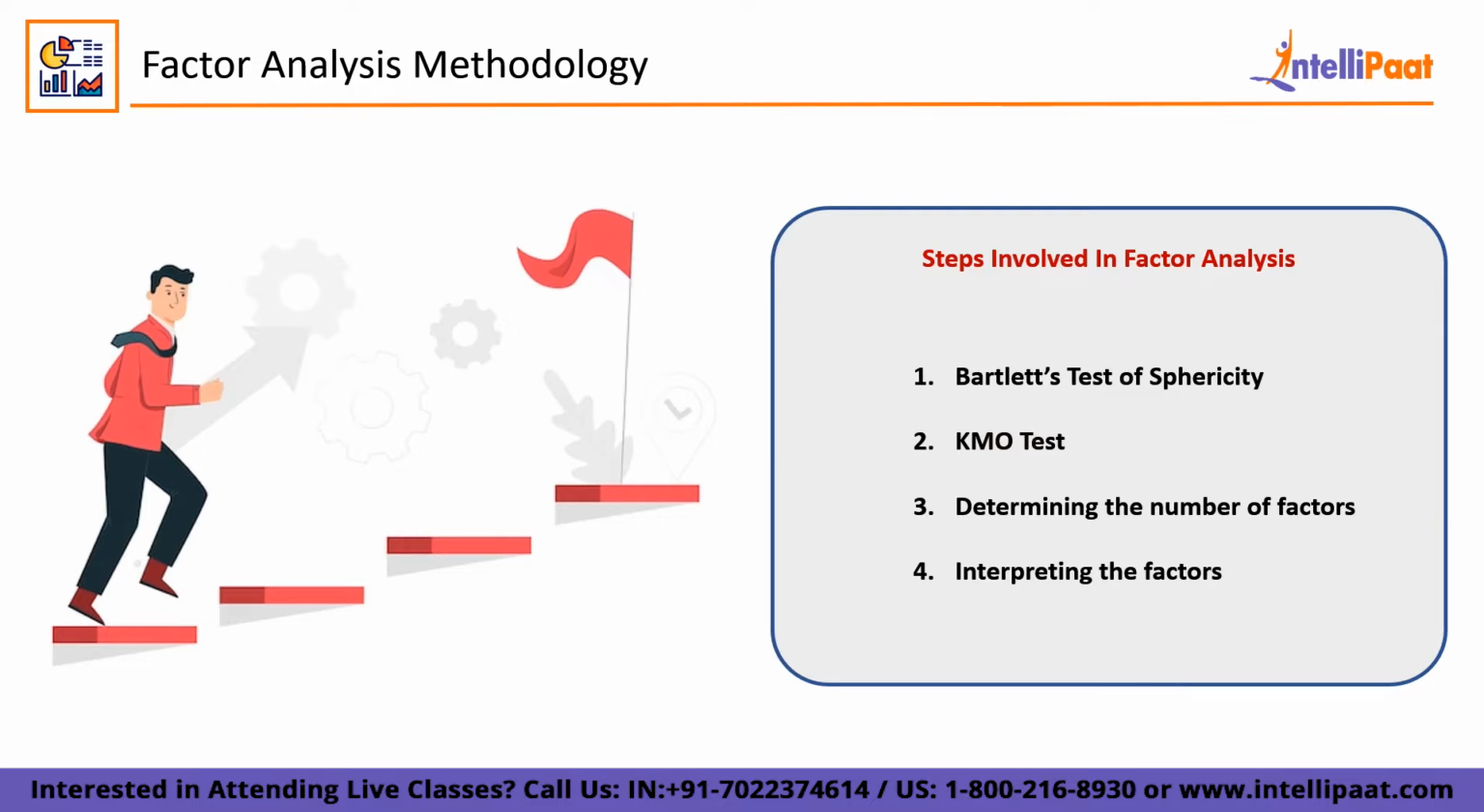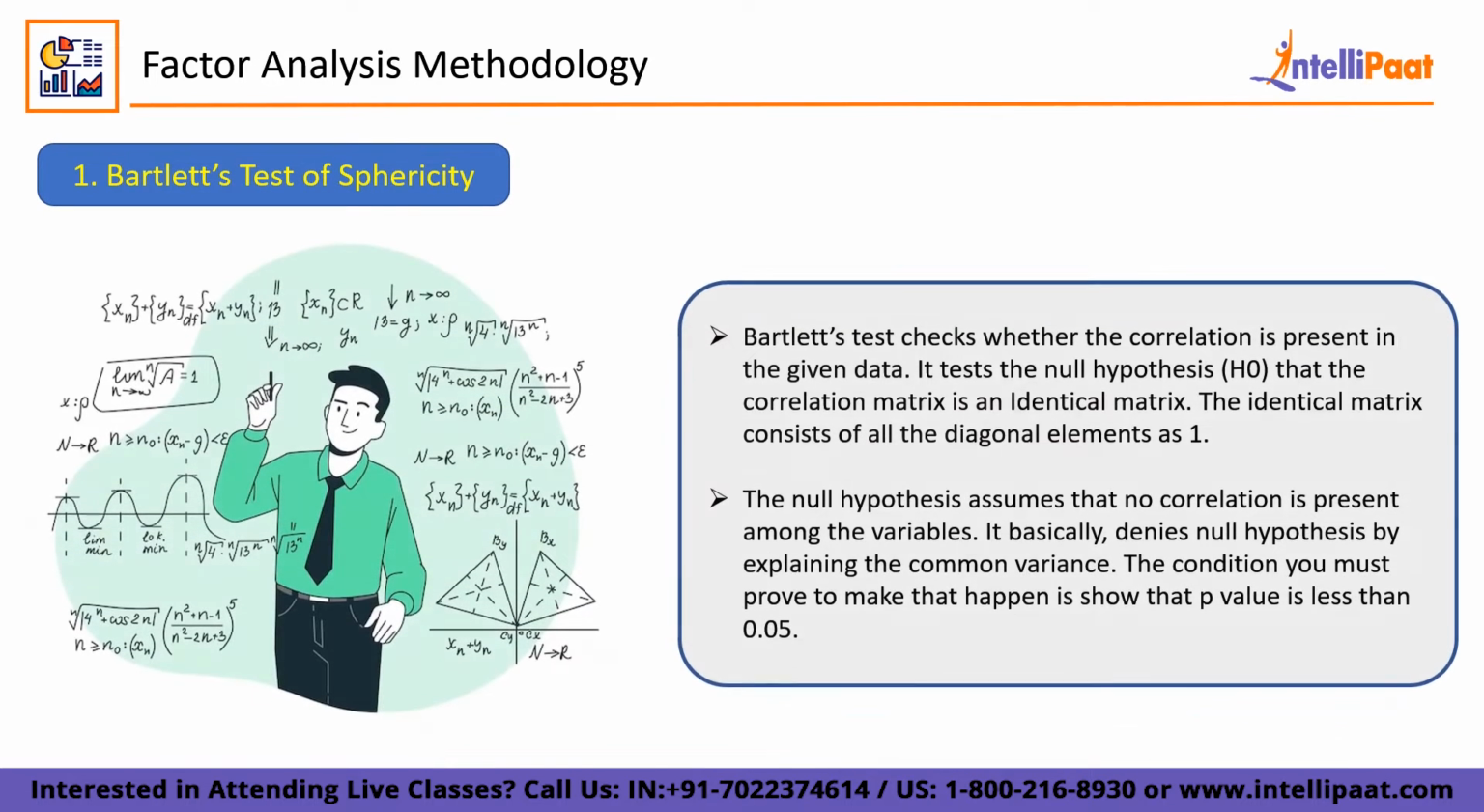Now, first, let's talk about Bartlett's test of sphericity. Bartlett's test checks whether correlation is present in the given data. It tests the null hypothesis that the correlation matrix is an identity matrix. The identity matrix is basically the one which consists of all the diagonal elements as one. So the null hypothesis assumes that no correlation is present among the variables. We want to reject this null hypothesis because factor analysis aims at explaining the common variance, that is, the common variation due to the correlation among the variables.